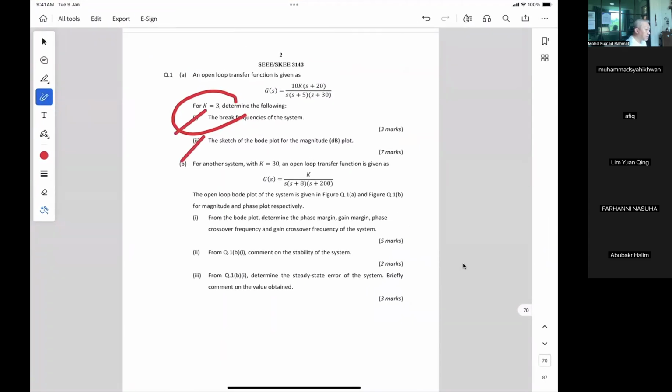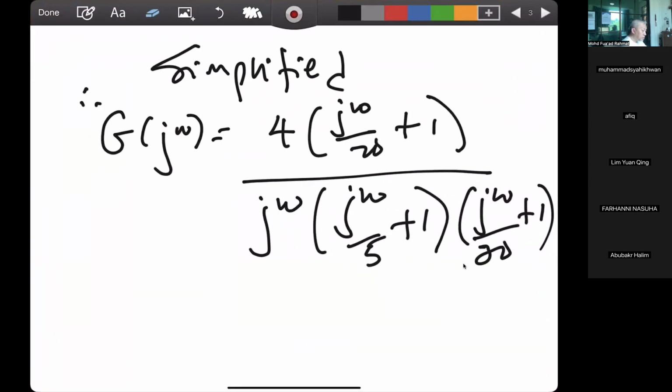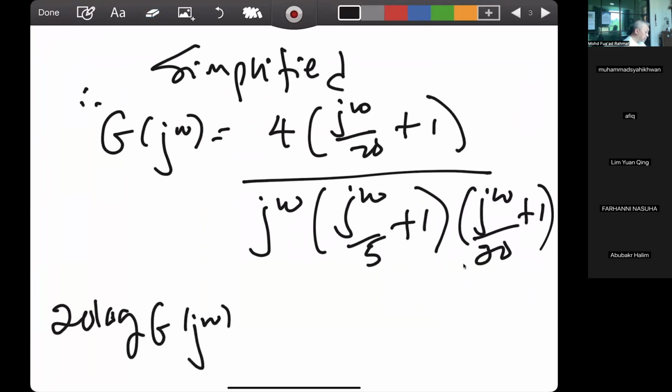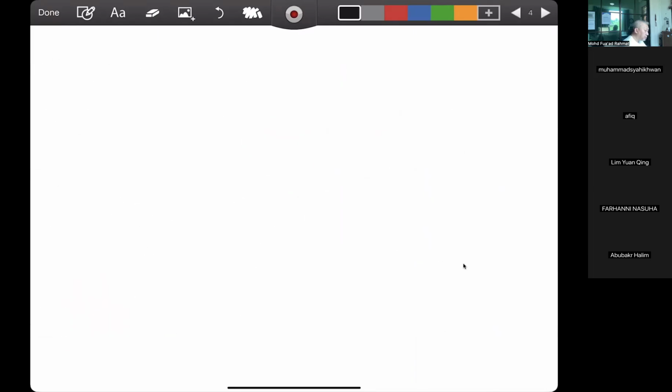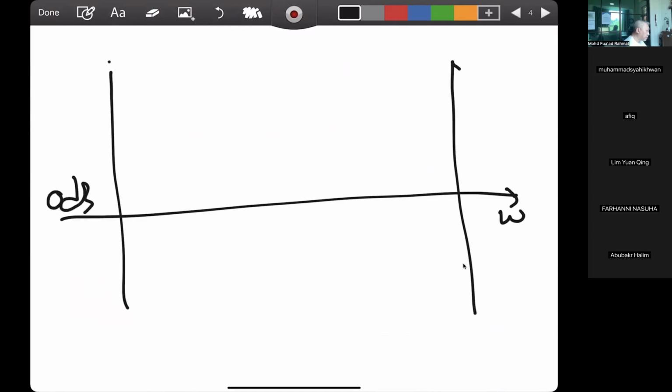Now is to sketch. So in the sketch, the magnitude dB plot. So what you should do is 20 log, 20 log of G(j omega). Everything you have to 20 log. I already taught that in the class. So now we plot the magnitude.